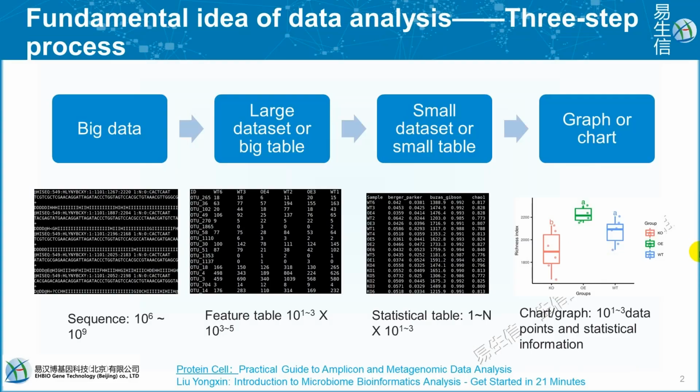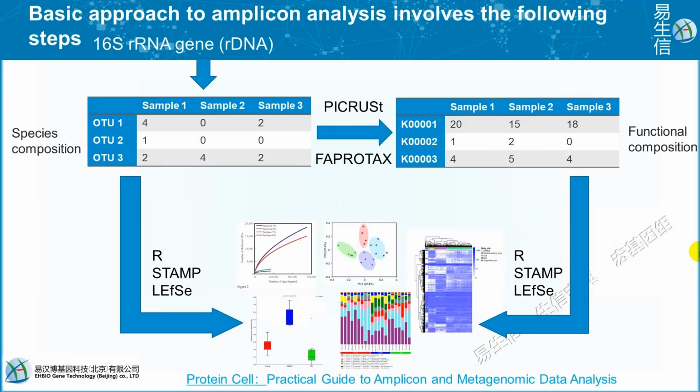The fundamental idea of data analysis includes 3 steps: big data to a large data set or big table, which eventually gives rise to a small data set or small table, and then graphs or charts. At present, people rarely read tables, and articles only show pictures. We also need to master visualization technology to discover and display outstanding patterns so that peers can understand our findings in a short time and promote scientific communication.